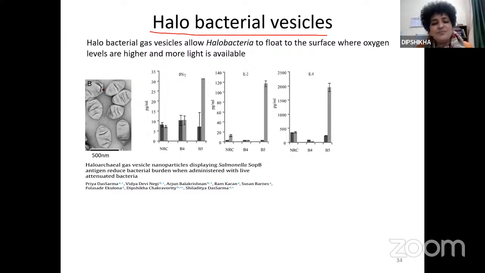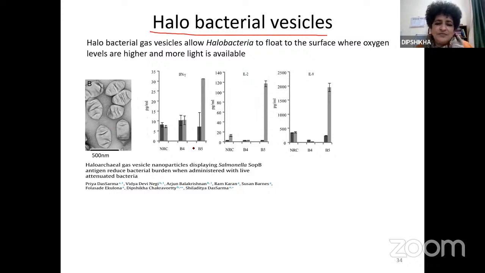You can engineer the protein of your interest into these vesicles, and they are made in large amounts and you harvest them. That means you get these gas vesicles in large quantities and they will be your delivery vesicle. And we used this delivery vesicle and got beautiful data.